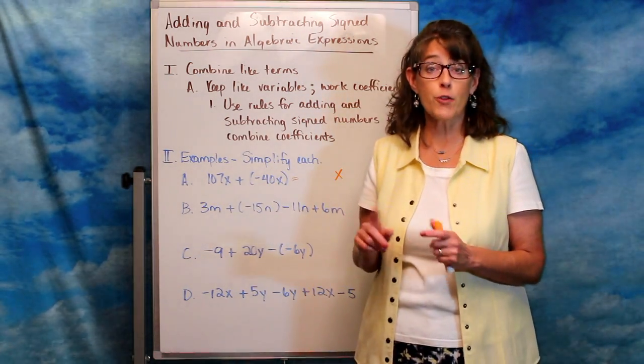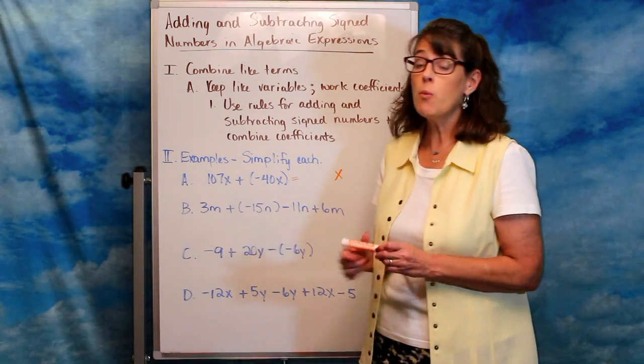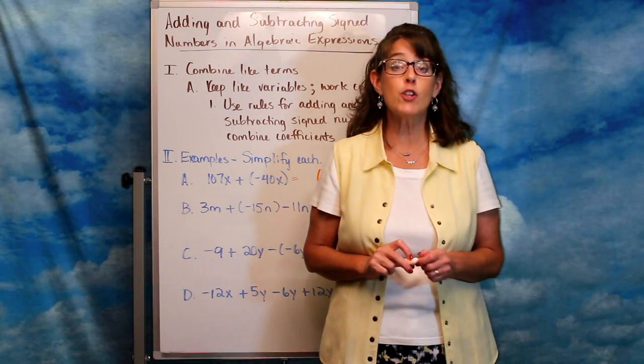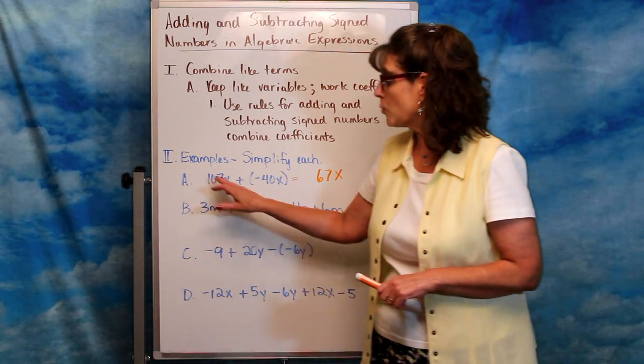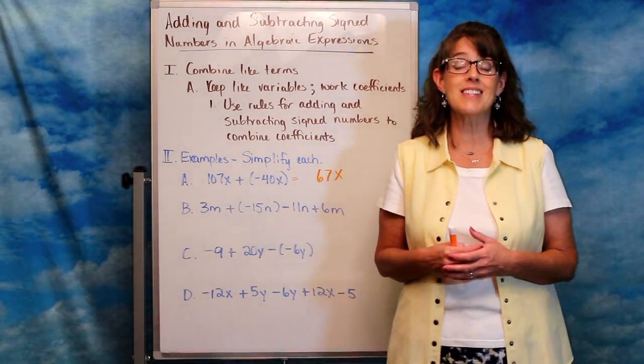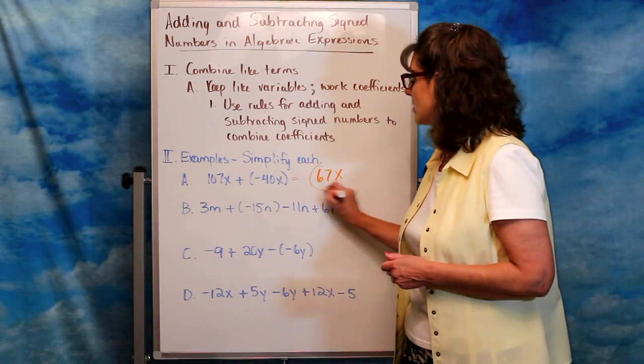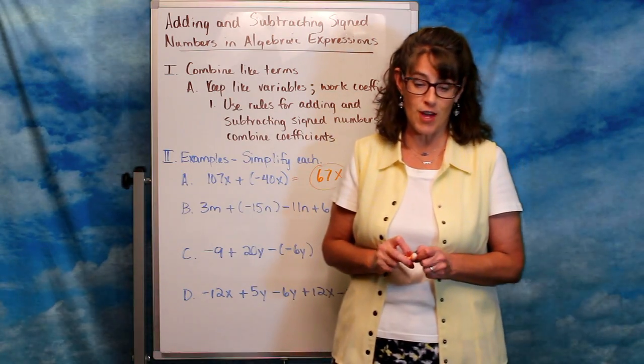And we're going to take smaller from larger. So 40 from 107 is going to be 67. And we're going to take the sign of the larger digit. Ignoring the signs, the 107 is larger. So we'll take its sign because it overpowers this one. And so that's how we end up with 67x as our answer for that one.